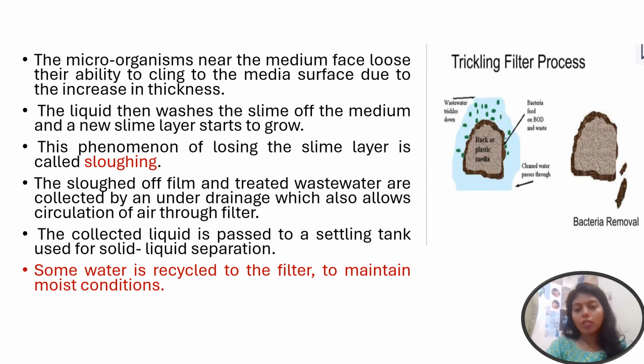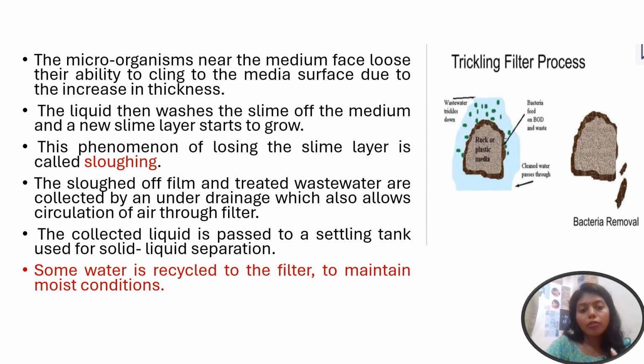They will fall off the dripping filter media, and due to the anaerobic condition, they will die later and exit the bottom of the filter as a solid called humus or secondary sludge. So the phenomenon of losing the slime layer is called sloughing. The liquid washes the slime off the media, and a new slime layer will start to grow again.